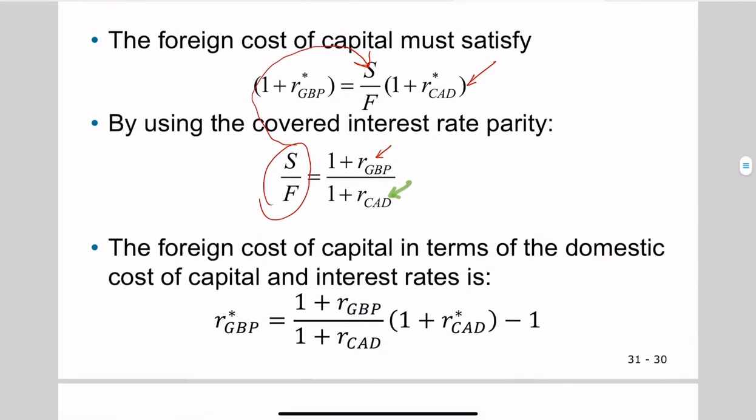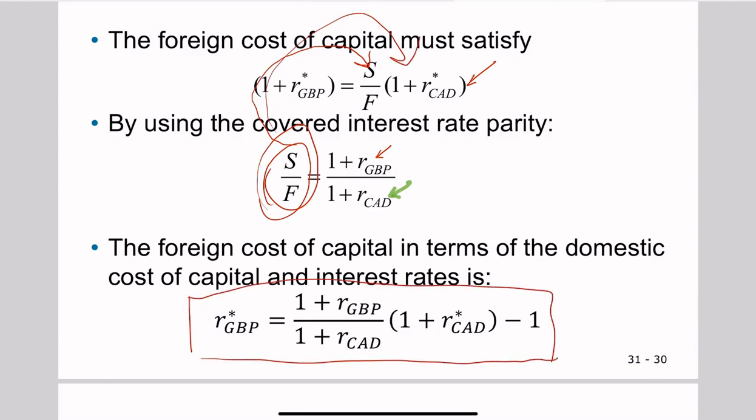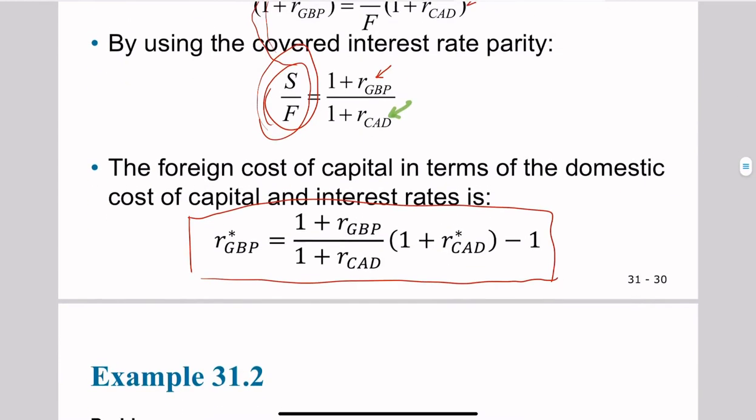So in the end, if you plug this ratio of spot rate and forward rate into this first formula, you will get a formula like this. So basically it says, if you tell me the cost of capital in Canada and the risk-free rate in the UK and the risk-free rate in Canada, I can tell you the cost of capital in the UK. Right?